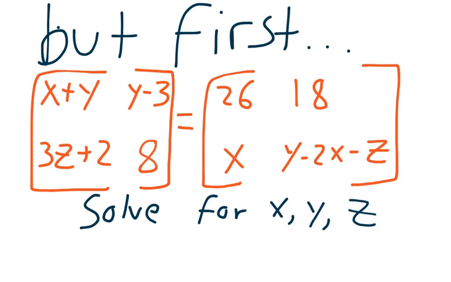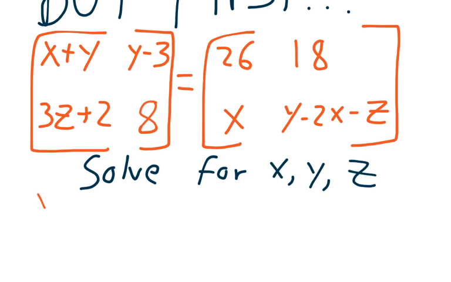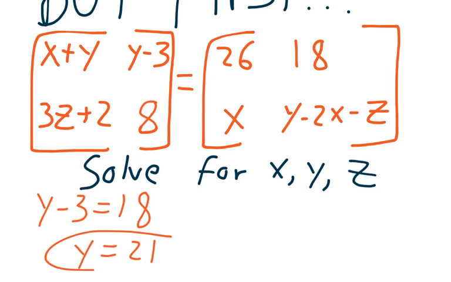Well, how do I do that? Well, we got to look at the equations here in each part of each matrix. And so what I see right away is in the top right, I have y minus 3 equals 18. So that one's pretty easy to solve. Add 3 to both sides, y is just going to be 21. So now I can replace all my y's with 21. And I'll do that in a different color.